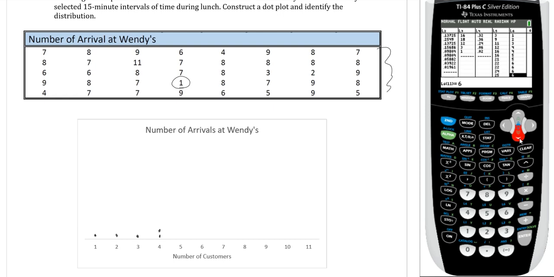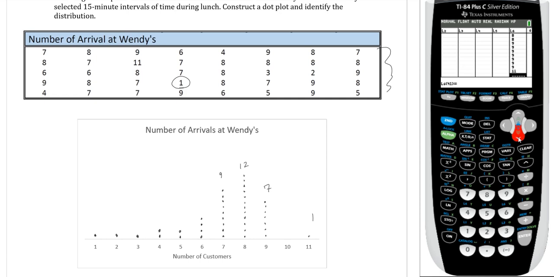5, there's 2 5s. 6s, I have 1, 2, 3, 4 6s. So 1, 2, 3, 4. And what I'm going to do, I'm going to pause the video, and I'm going to fill out the rest of these. Okay, so I have the rest of this filled out. There were 9 7s, there are 12 8s, there were 7 9s, and 1 11.